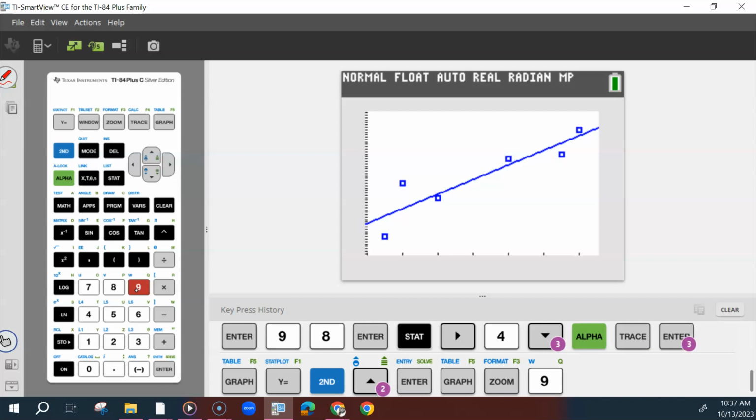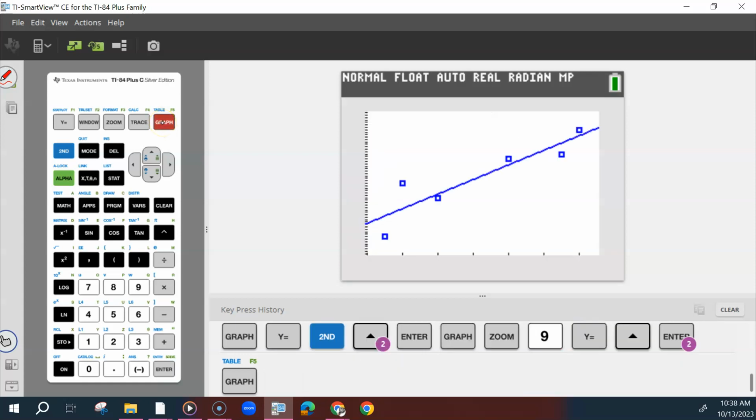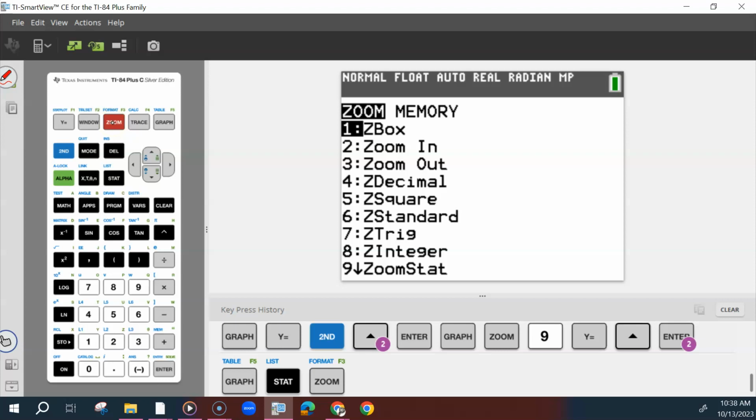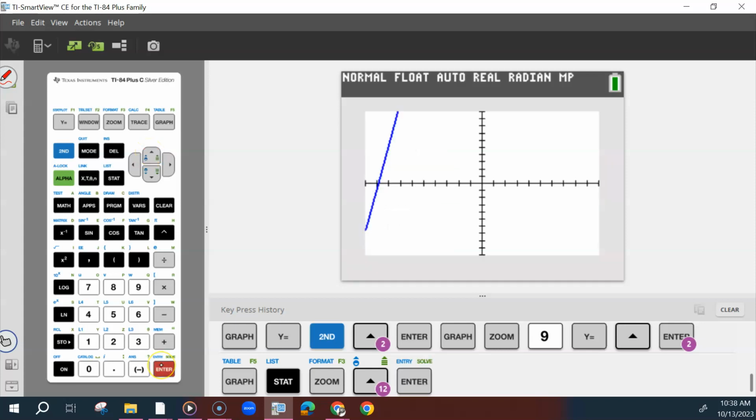So if you want to see what I just did, backtracking. I went into my y equals. At the top, it says plot 1, plot 2, plot 3. You have to go up and hit enter so that it's highlighted. And then you're going to graph it. But when you graph it like normal, it's not going to look like that. Your graph is going to look something like this.